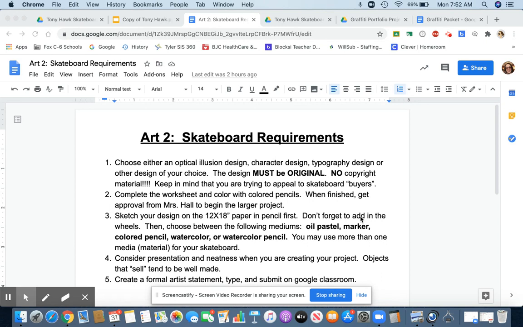Complete the worksheet and color with colored pencils. When finished, get approval from Mrs. Hall to begin the larger project.